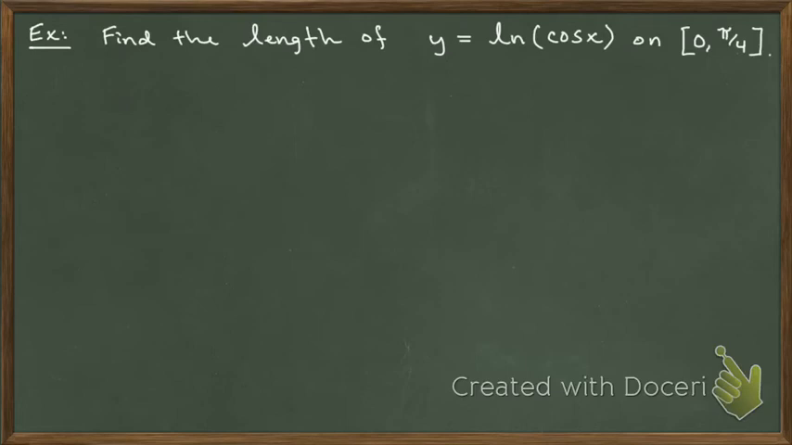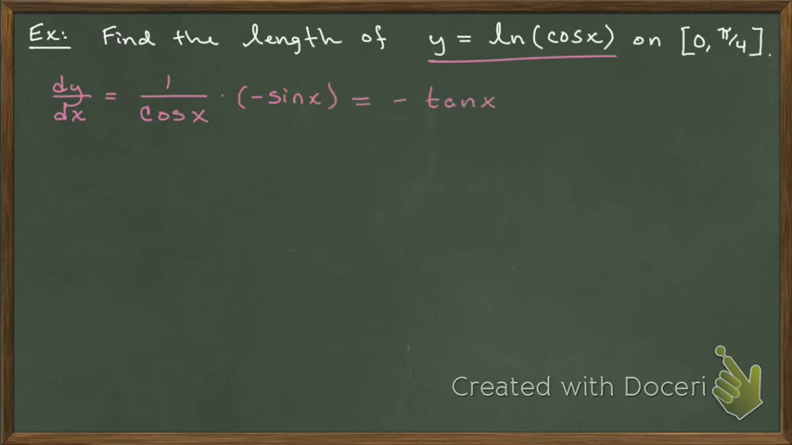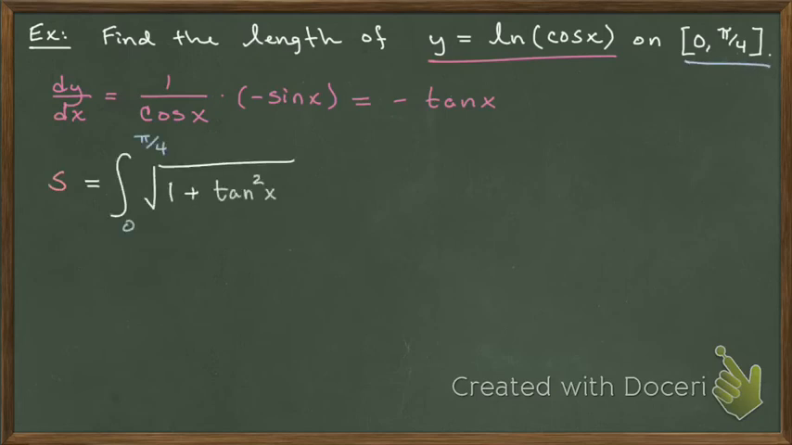So what I do is pretty much handle this the same way. I need a derivative of my function, dy dx. Derivative of natural log of something is 1 over the something with chain rule, so 1 over cosine times the derivative of cosine, which is minus sine, and those multiply together to give me minus tangent of x. I need to square that and put it under the radical in my arc length formula. So s is equal to the integral from 0 to pi over 4 of the square root of 1 plus tangent squared, right? When I square negative tangent, I end up with tangent squared.